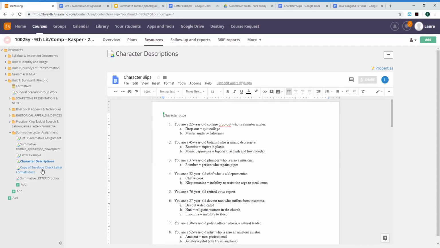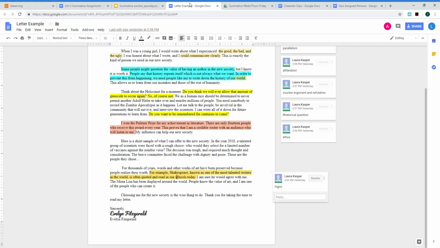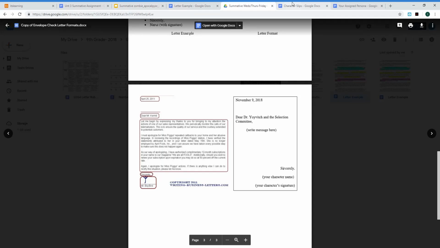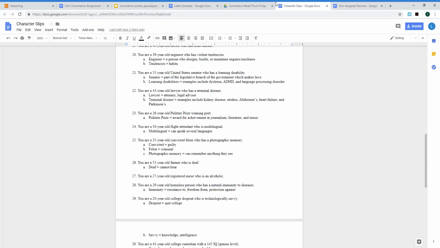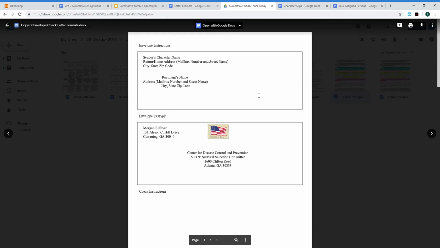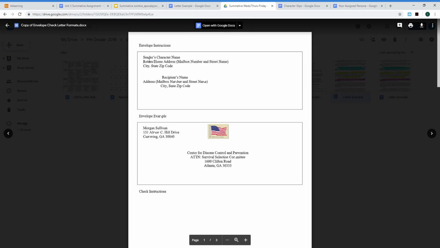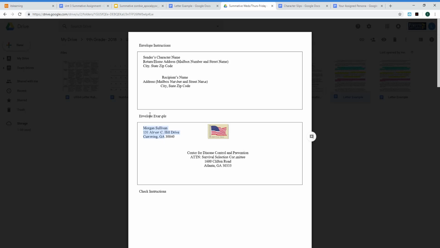I also have what I need to show you here, a copy of envelope and check letter formats. Something else I want you to do is staple this extra sheet of paper to your letter when you're done. It shows you how to format an envelope. It's pretty self-explanatory. In the upper left corner, you put your character's name, whatever you decide the name is, as well as your address. It can be made up. You can just use the one down here if you would like as well.